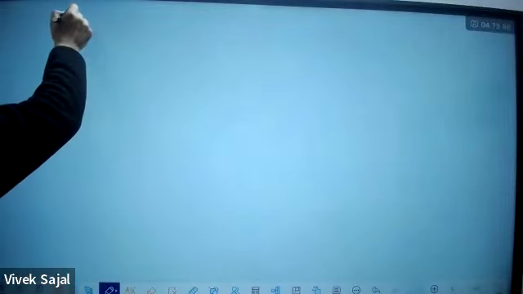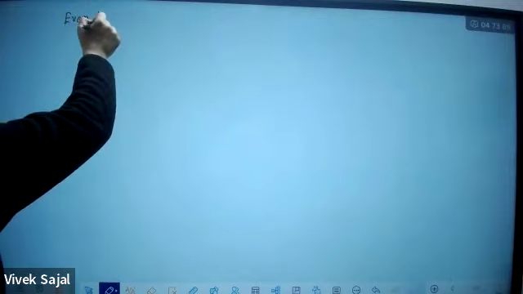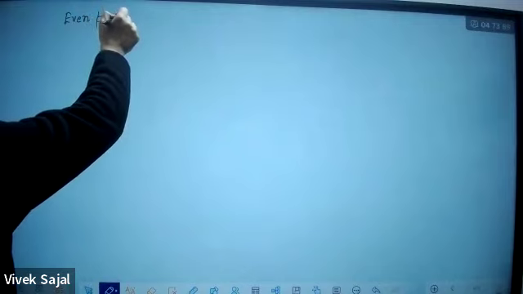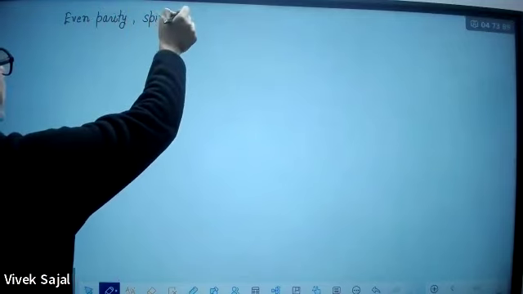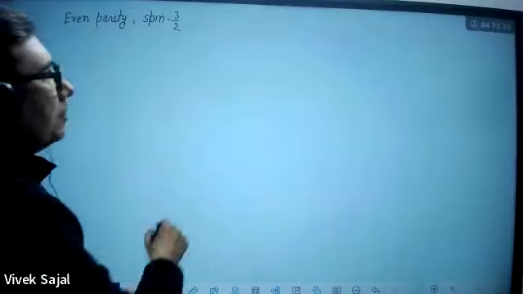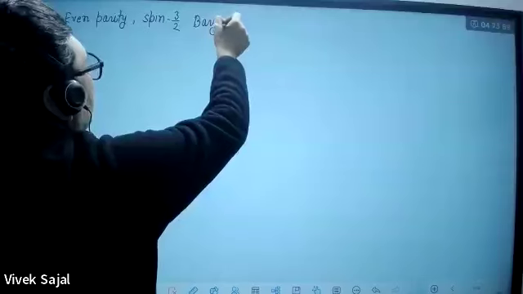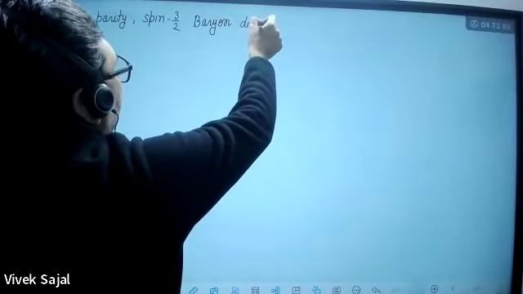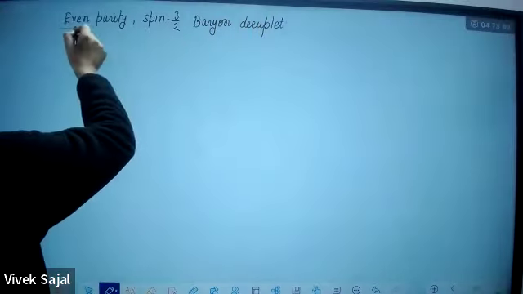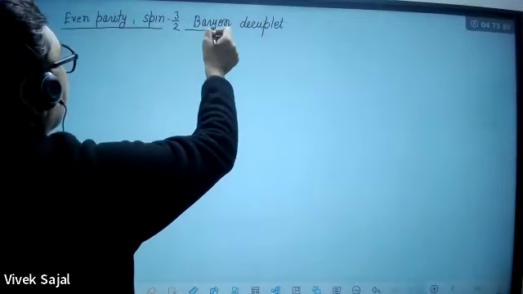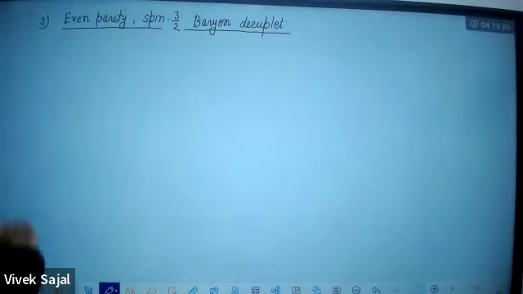Even parity. Spin 3/2. Baryon decouplet. This is the third category they created out of these hadrons.